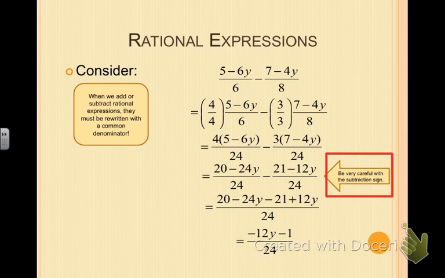Notice that we have like terms in the numerator. We need to combine them. 20 and negative 21 combine to give us a negative 1, and negative 24y plus 12y combine to give us negative 12y. The final answer is negative 12y minus 1 over 24.